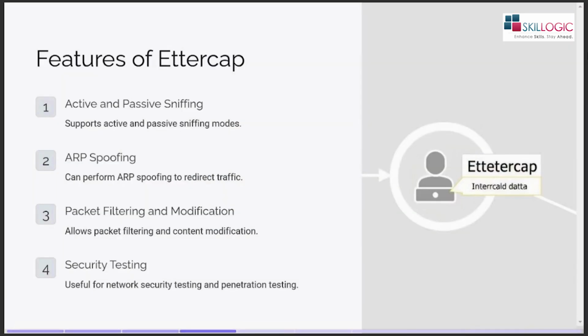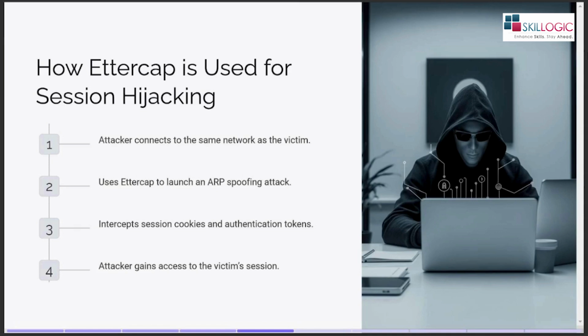Features of Ettercap. Active and passive sniffing: it supports active and passive sniffing modes. ARP spoofing: it can perform ARP spoofing to redirect traffic. Packet filtering and modification: it allows packet filtering and content modification. Security testing: useful for network security testing and penetration testing. Along with this tool, we'll be needing one more tool, which we know as Wireshark, to analyze what type of traffic is flowing in our network.